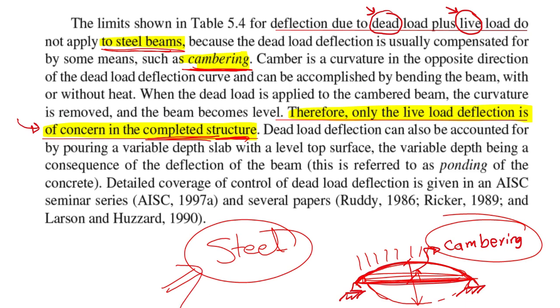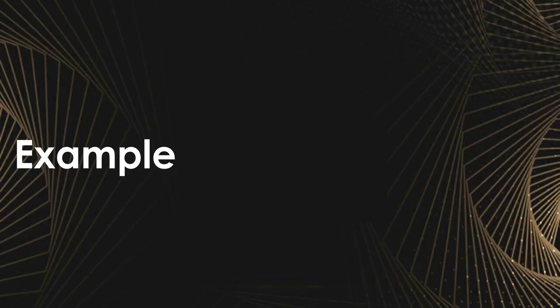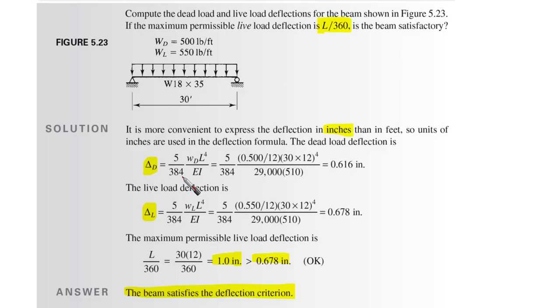You need to check whether the beam or the element already had cambering or not. Okay, let's go to the next. We are ready, I guess, now for the example. It is going to be a short example because deflection is not a big deal for us.